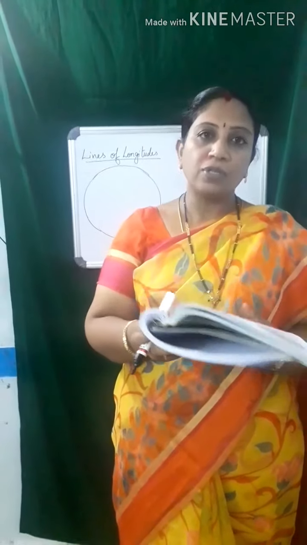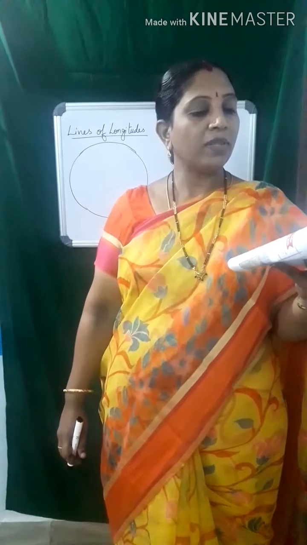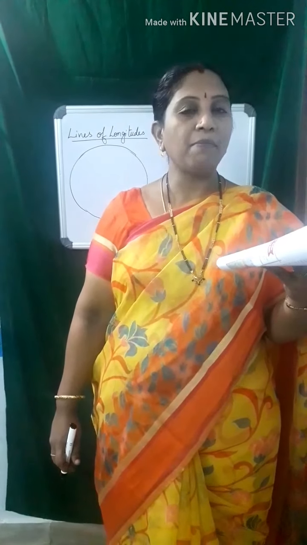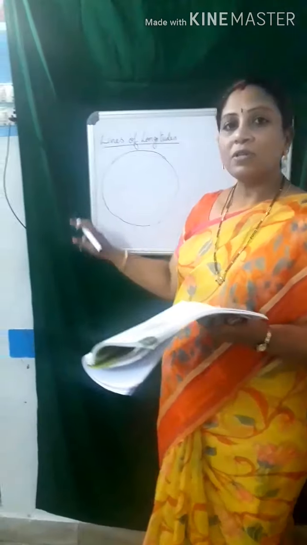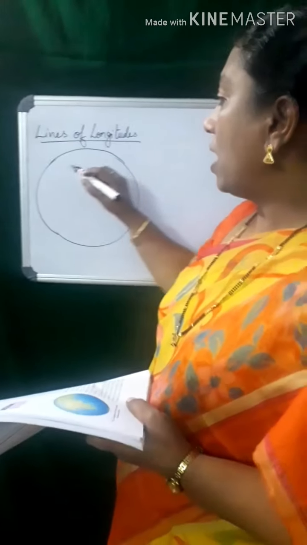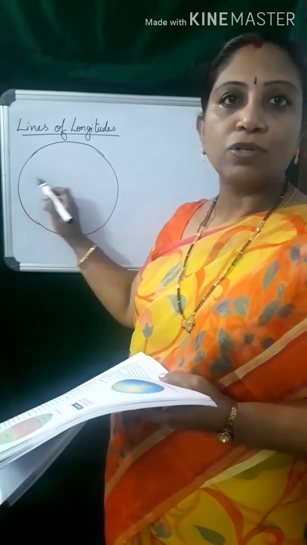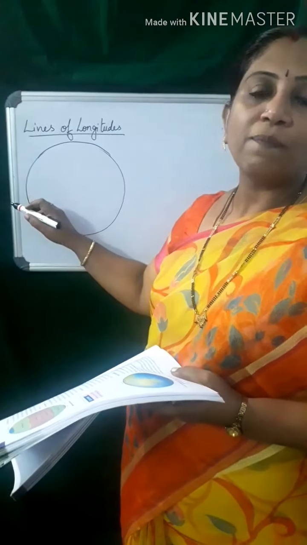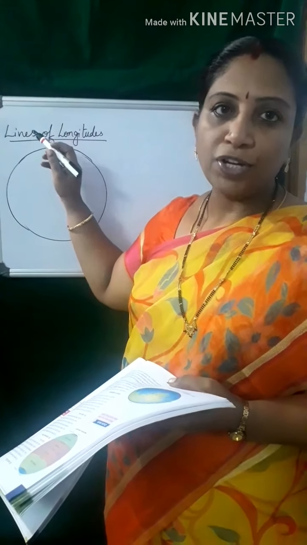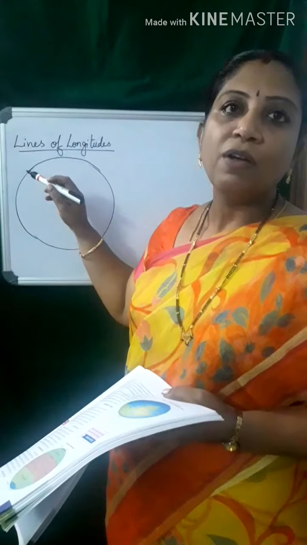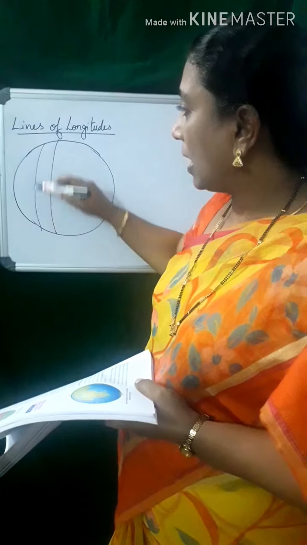Lines of longitudes. Longitude is the distance of any place on the earth east or west of the prime meridian, measured from the center of the earth. Suppose this is the earth, children. Yesterday we said the lines of latitudes will be from east to west. Today we will be learning about lines of longitudes, and these lines will be coming from north to south like this.